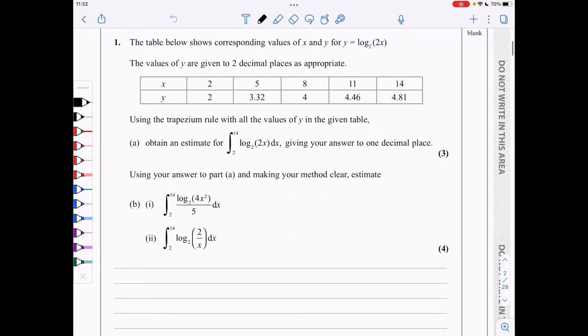In question 1, we've got a table of values for x and for y being log of 2x base 2, and using the trapezium rule, we need to obtain an estimate for the integral from 2 to 14 of log 2x base 2, giving our answer to 1 decimal place.